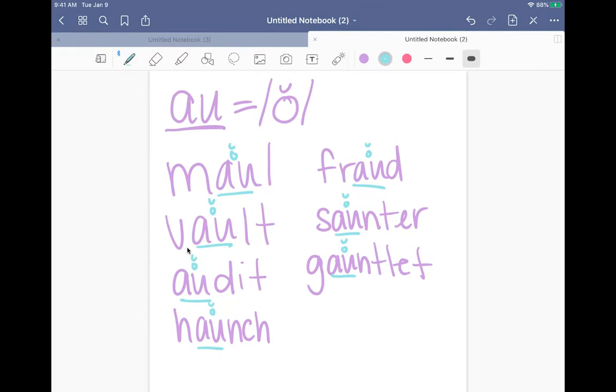When you are a fraud, you are being fake. You are being fake. So I have fraud. My next word is saunter. I love this word. When you saunter, I like to think of this as a fancy word for swagger. When you saunter in somewhere, you've got that cockiness about you, you've got that swagger, and you're just walking in like you're too cool for school. You know what's going on. You're all that. You're the man of the room. So that's kind of what saunter means. And then we've got gauntlet.